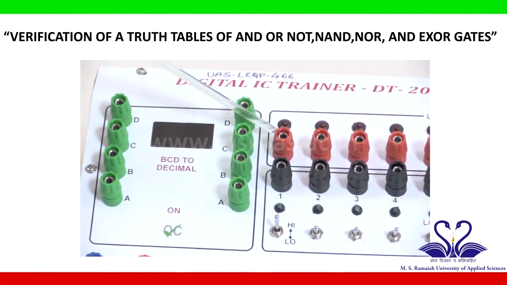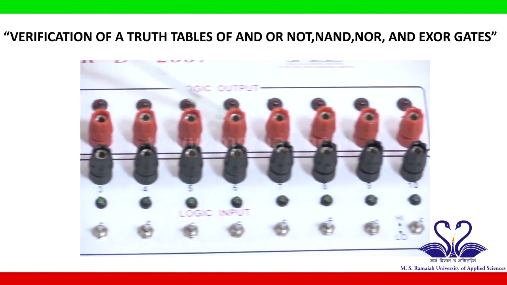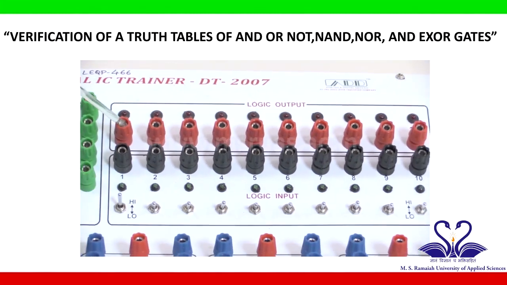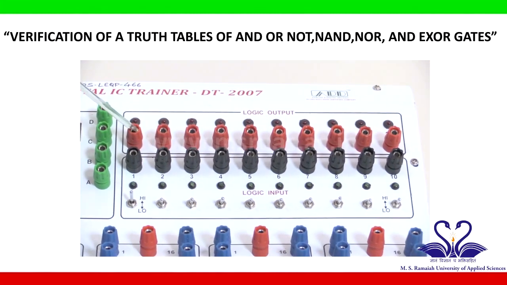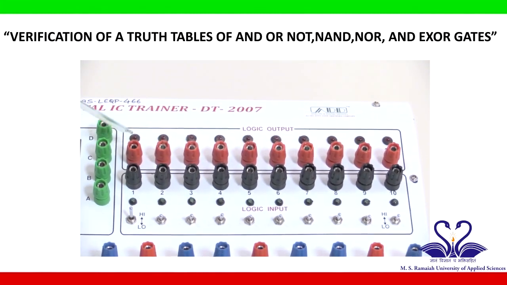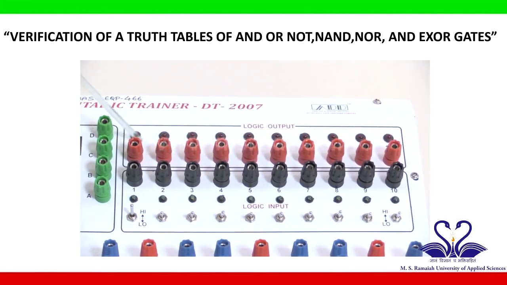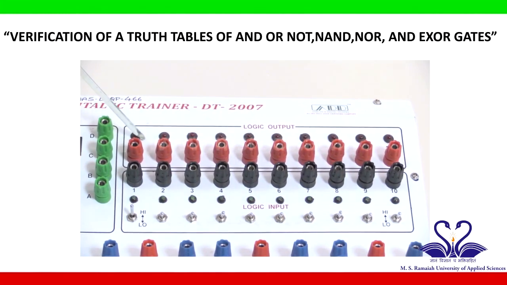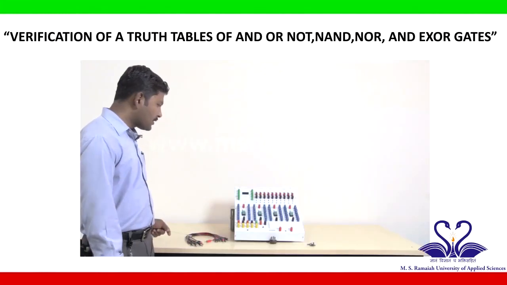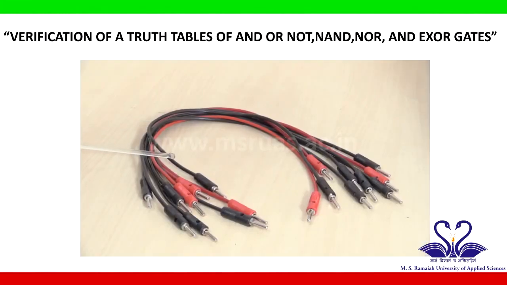And similarly here some terminals are there which are called logic outputs. Wherever you want to connect output of any IC, connect to this terminal, and whenever output is 1, the corresponding light or LED will glow. If it is not glowing, then output is 0. Patch cords. These are patch cords which are used to connect different terminals on a digital IC trainer kit.